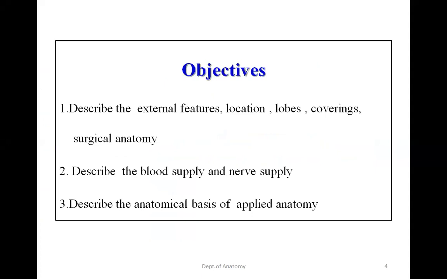Objectives for today's lecture are to describe the external features, location, lobes, coverings, and surgical anatomy; describe the blood supply and nerve supply of the thyroid gland; and describe the anatomical basis of applied anatomy. So these are the objectives of today's lecture for the thyroid gland.